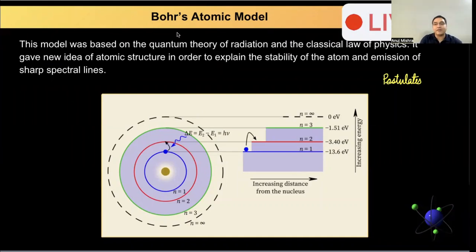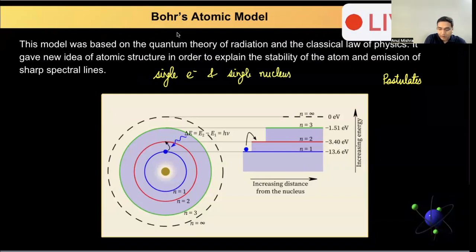For postulates or for basic references, you cannot question the scientist because he himself is giving these things. For example, Niels Bohr has given this thing very clearly that my model will work for single electron and single nucleus. Everyone please note down this point.